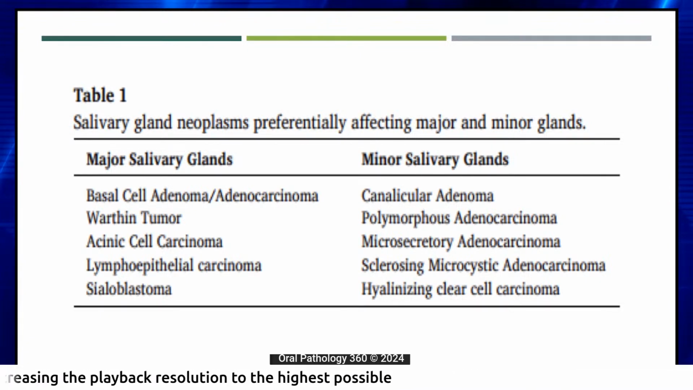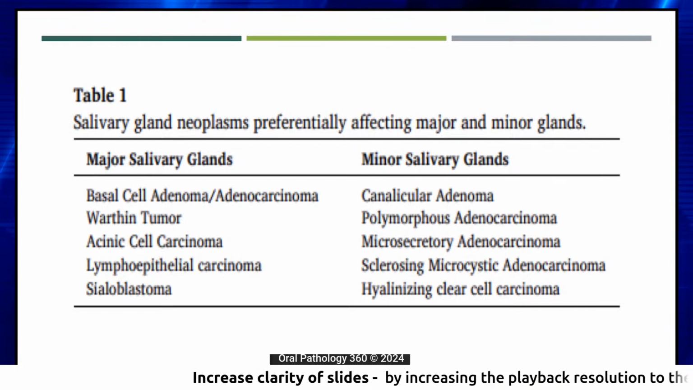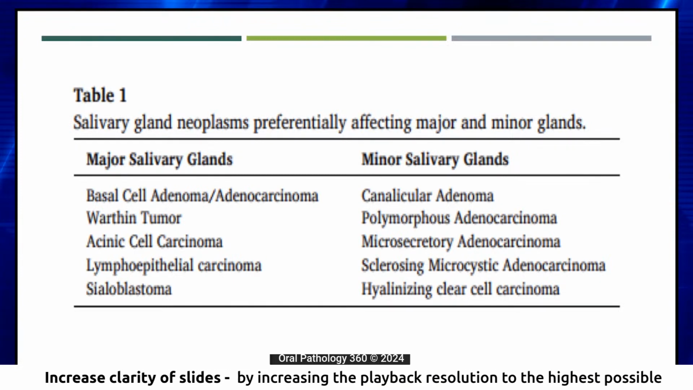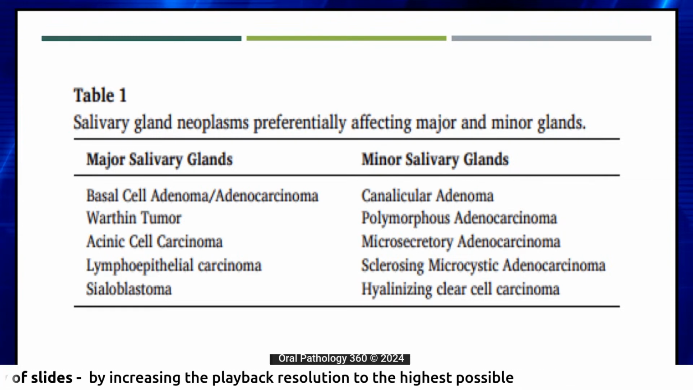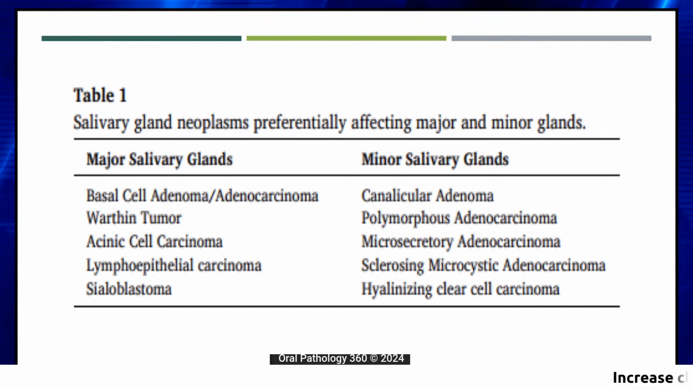As seen in Table 1, neoplasms preferentially affecting major glands consist of basal cell carcinoma, basal cell adenoma and adenocarcinoma, Warthin tumor, acinic cell carcinoma, lymphoepithelial carcinoma, and sialoblastoma. Tumors arising in minor glands include canalicular adenoma, polymorphous adenocarcinoma, microsecretory adenocarcinoma, sclerosing microcystic adenocarcinoma, and hyalinizing clear cell carcinoma.